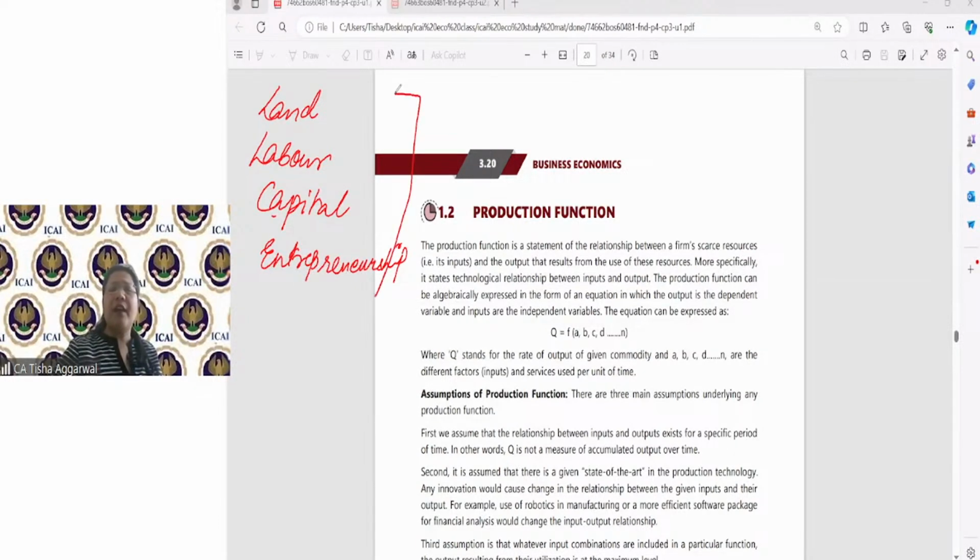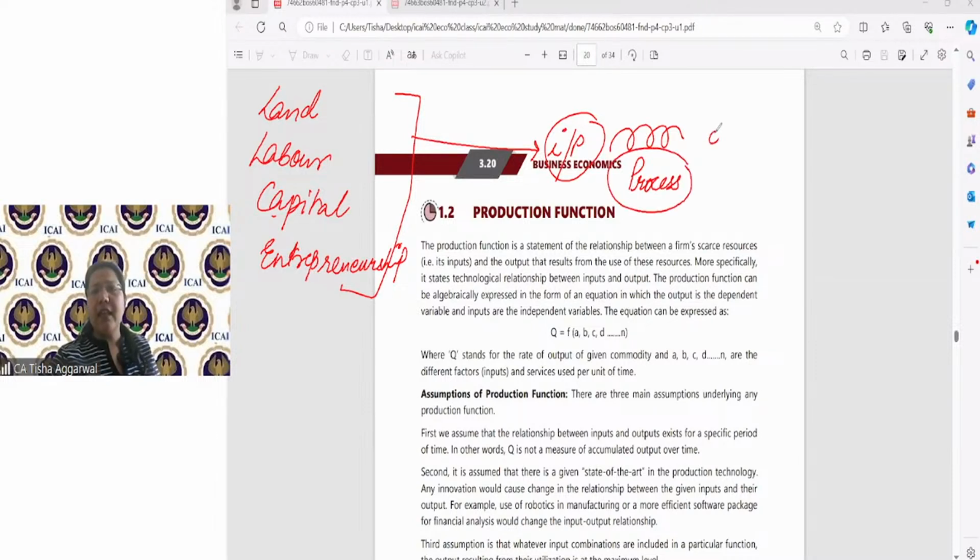All these 4 factors come together. That is the input. They go into a process and yield an output. This whole process of conversion of the input to the output is what is known as the production function.